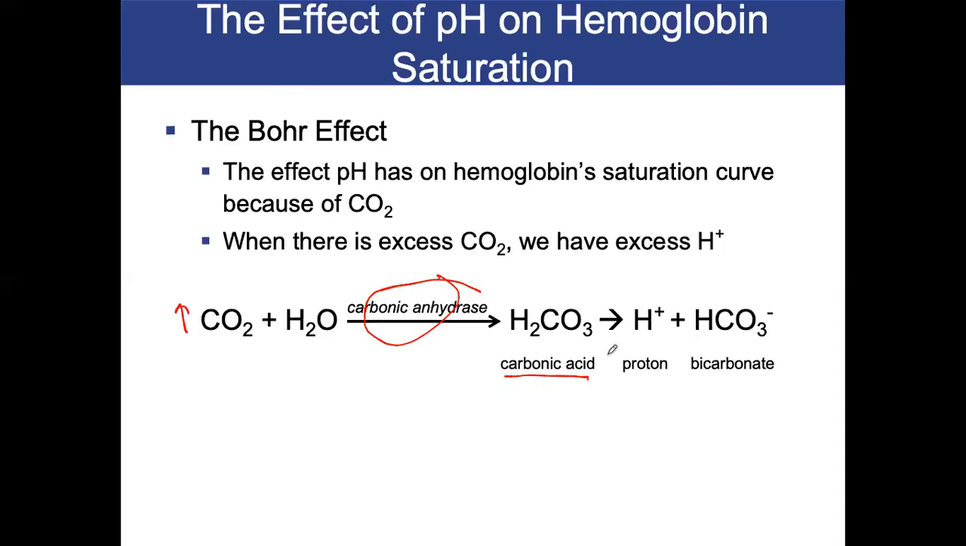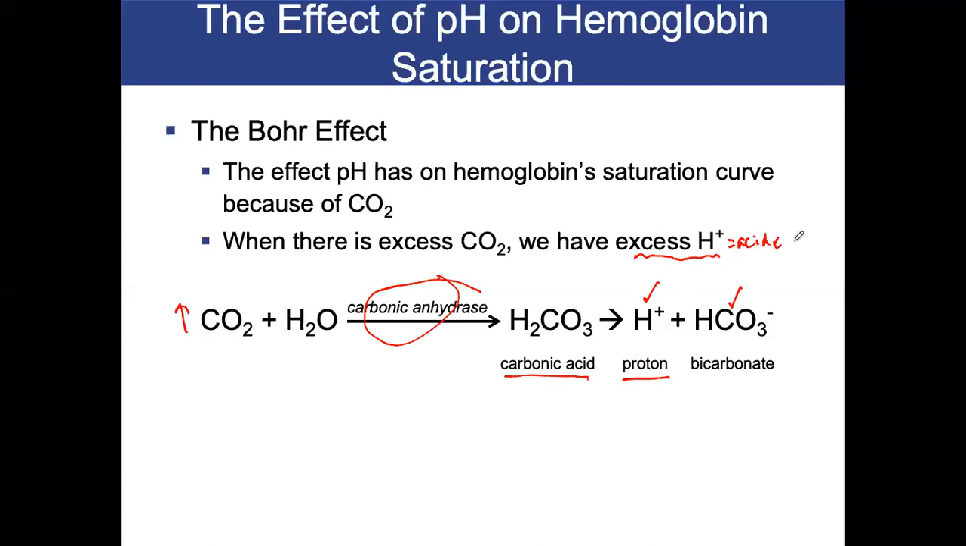When you have the carbonic acid, as soon as you have it, it's going to dissociate into a proton and bicarbonate ions. Protons, what do protons do? Are they acidic or basic? They're acidic, right? So when you have an accumulation of protons, what is that going to do? It's going to make it more acidic, right?